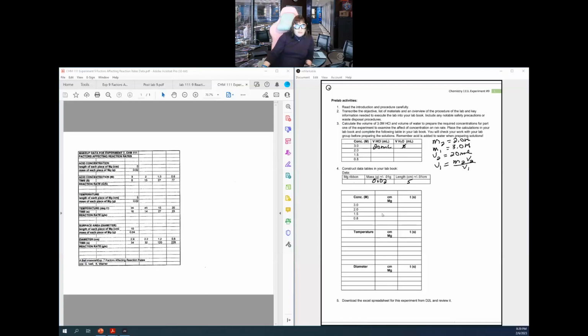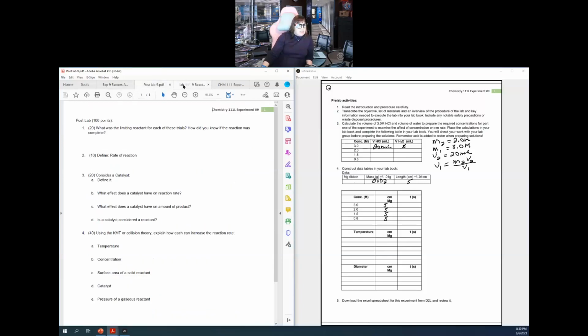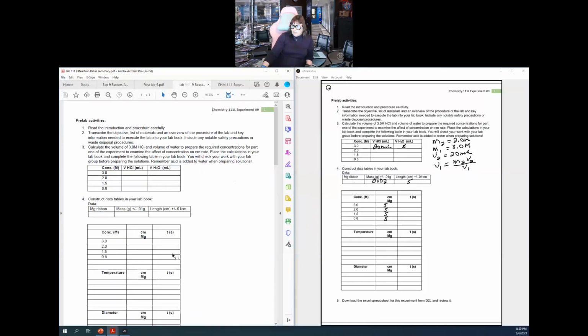So for each of these first few, this tells us that we want to be using 5 centimeters for each piece. So this should be 5, 5, 5, and 5. Now you can assume that this was exactly 5, that's what they did. That is not really what we see in the laboratory, but we can assume that is what they did there. So you can fill that in as 5 for each of those.